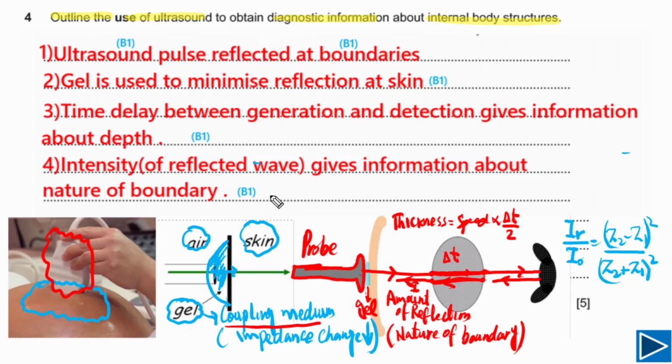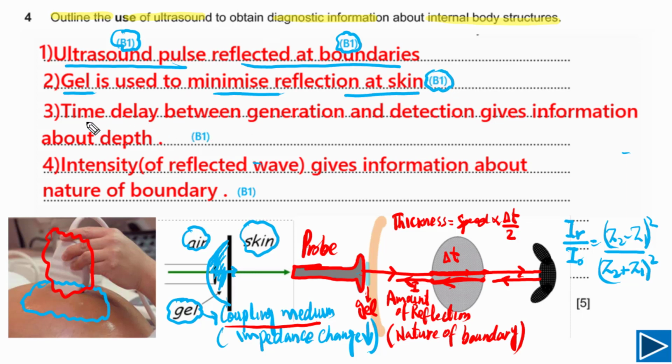This is how you can write a proper answer. You can write your answer in a slightly different way, but these points have to be in your answer. If you have mentioned ultrasound pulse, you will get 1 mark. This is a B mark. If you have mentioned that it is reflected at boundaries, you will get the second B mark. If you have mentioned the use of the gel, that it is used to minimize reflection at the skin, you will get the third B mark.